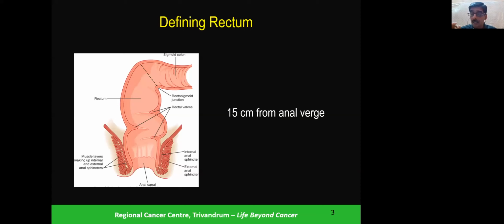In adenocarcinomas, it is surgery and radiation. Whereas in squamous cell carcinomas of the anal canal, it is just concurrent chemoradiotherapy. Surgery doesn't have a major role to play in anal squamous cell carcinoma. So throughout my discussion, I'll be focusing on adenocarcinomas of the rectum. And the definition of rectum is 15 centimeters from the anal verge, which you should be very clear about.